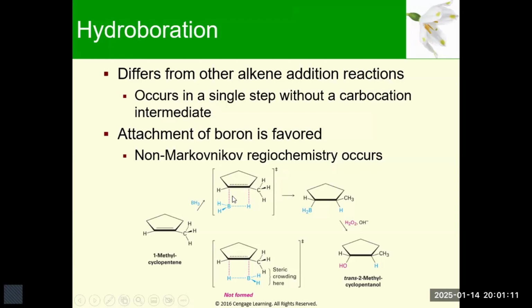All right, and this is explaining why it's syn addition, of how the boron and the hydrogen are being added to it. And the steric crowdedness is just causing it all to be on the same side. And so this non-Markovnikov regiochemistry occurs due to that, as well as the syn addition, okay? And this is just a visual explaining why it is what it is.